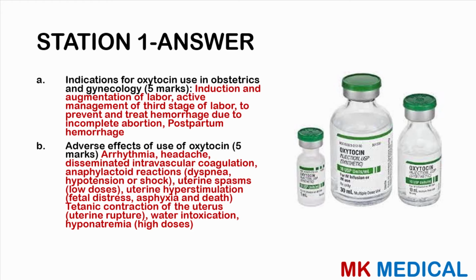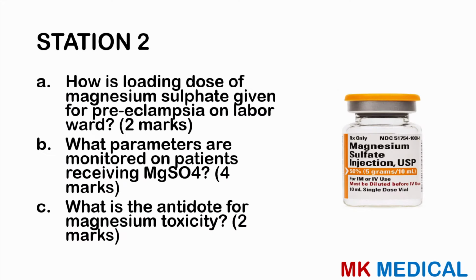may lead to fetal distress, asphyxia, death, and sometimes even tetanic contractions of the uterus that may lead to uterine rupture. And with higher doses, you may result in water intoxication and hyponatremia because of water retention. Remember that oxytocin has a similar structure to antidiuretic hormone.